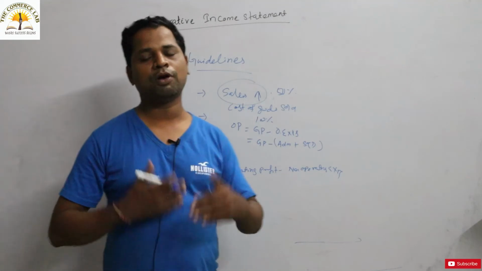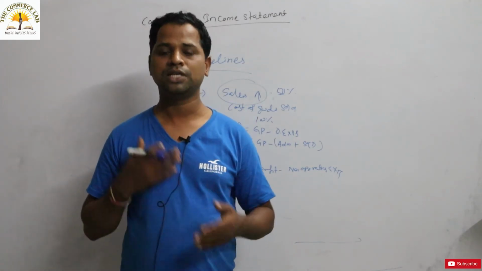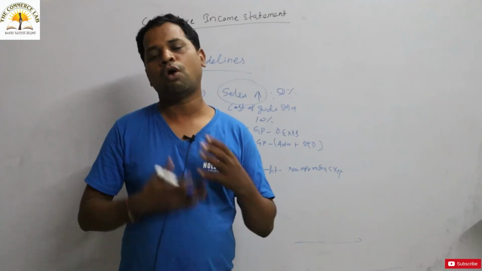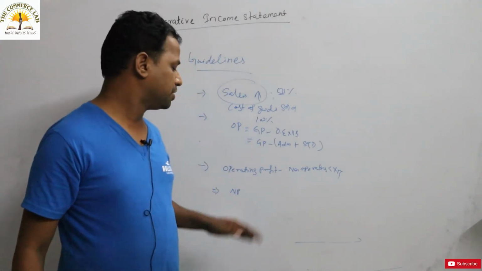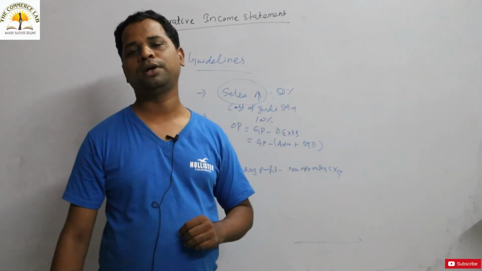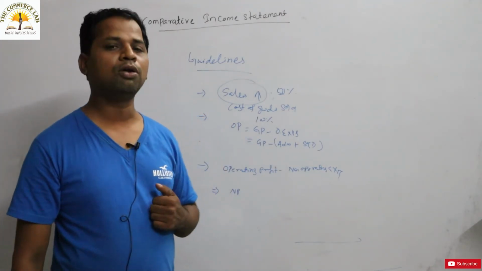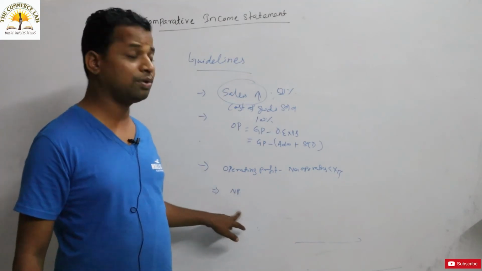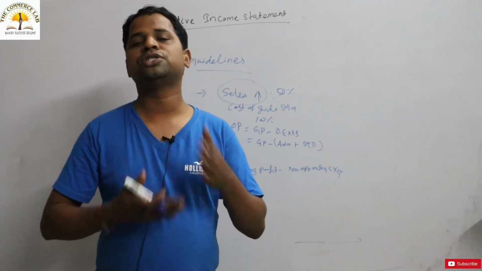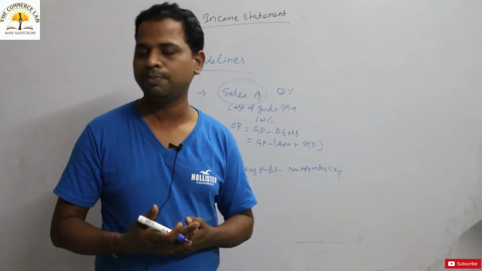Similarly, if the operating profit is increasing, that means the firm is able to pay from its revenue all sorts of operating expenditure. Similarly the net profit. How to calculate net profit? Operating profit minus non-operating expenses. You have to deduct the non-operating expenses from operating profit to get net profit. So you can know whether the net profit position is increasing or decreasing. You have to interpret that.